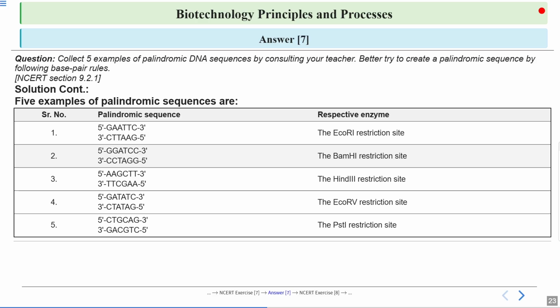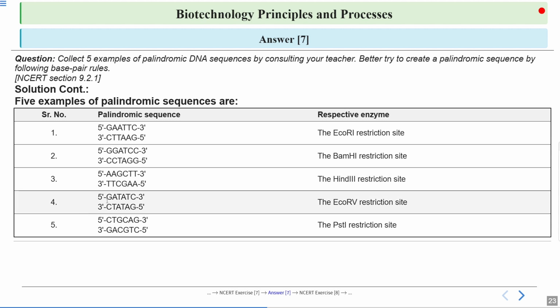Right? Now see the third one, 5 prime AAGCTT. And similarly, you see reading this from the opposite direction, AAGCTT, right? Very simple. And this is the sequence for HindIII, means this is the third enzyme that was discovered in this particular bacteria.